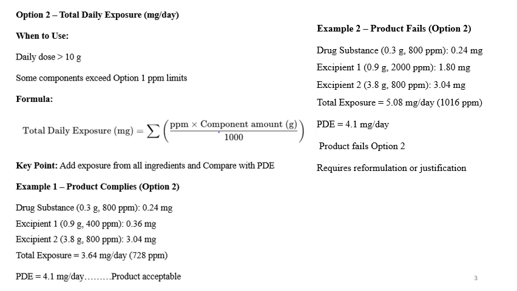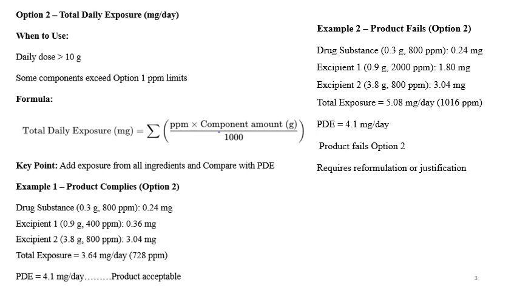That is 0.3 into 800 ppm, it will become 0.24 mg, considering the residual solvent. Then excipient 1 it will become 0.36, excipient 2 it will become 3.04, and total it will become 3.64 mg per day. So if you consider the total daily dose of 5 gram, it will become 728 ppm. But the total mg, it is 3.64 mg, and the limit, that is PD for acetonitrile, is 4.1 mg per day. So the product is acceptable.